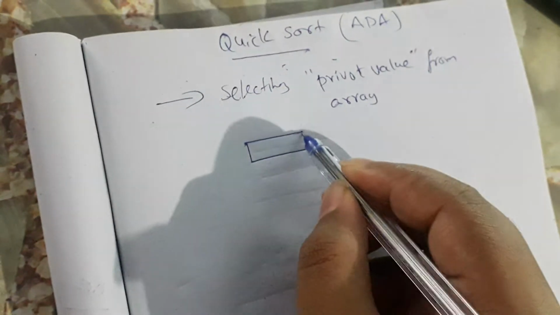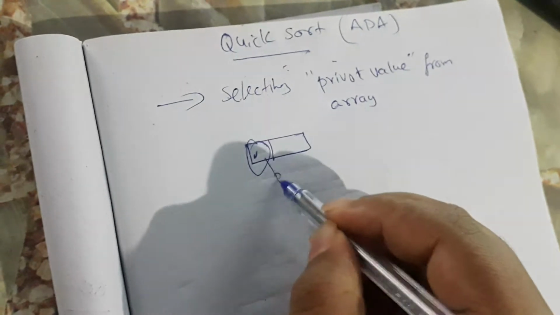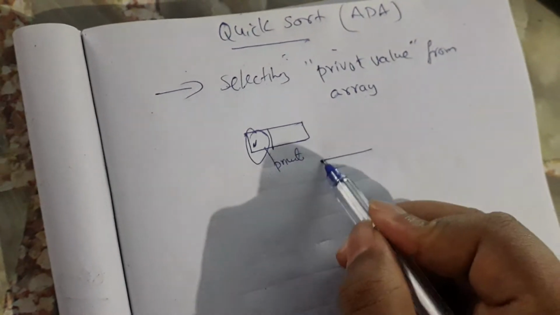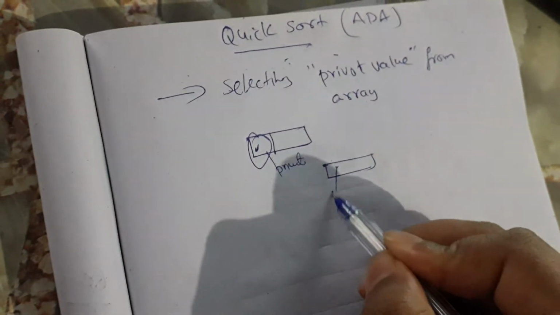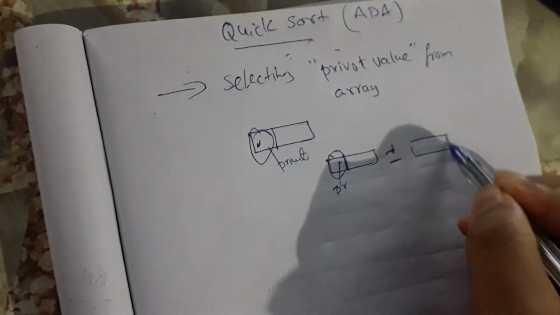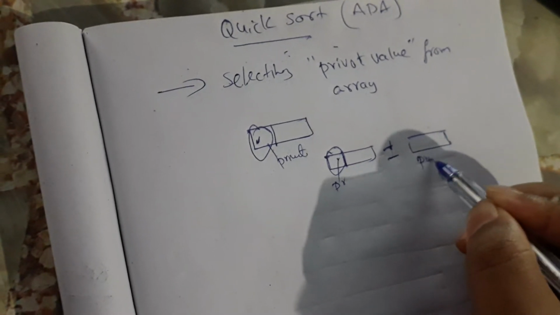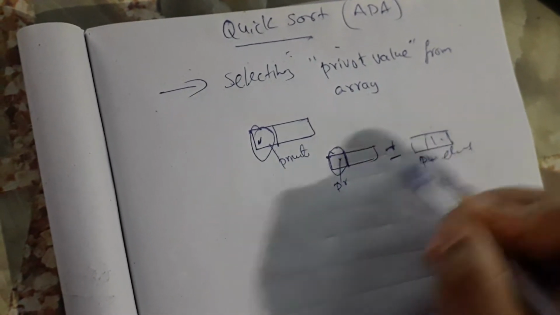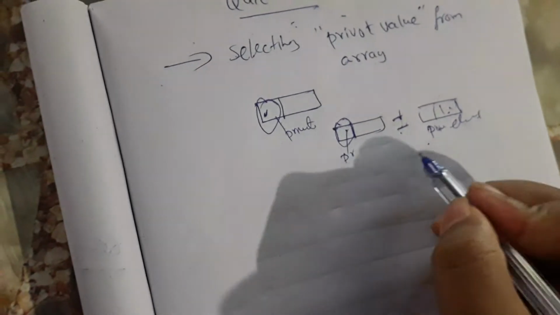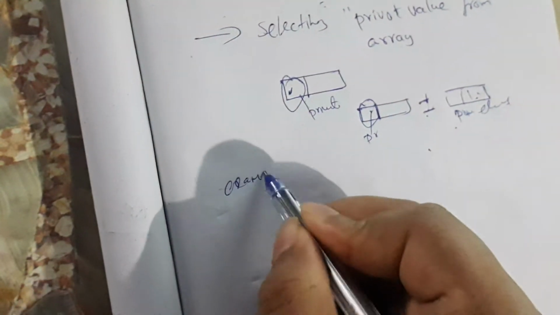Example, draw the array. The first value is the pivot. First one is the pivot here. This is your pivot, and this is your mid value, and this is your mid element. This is your pivot element. Sorry, pivot elements. Right side of the mid value. This is just a structure. For example, you can easily understand.